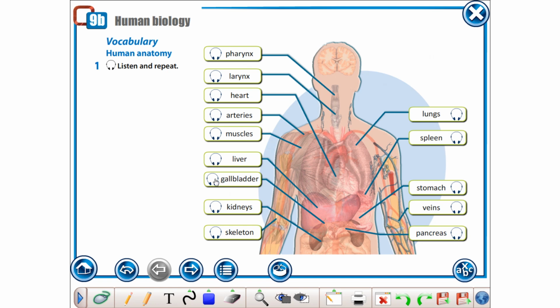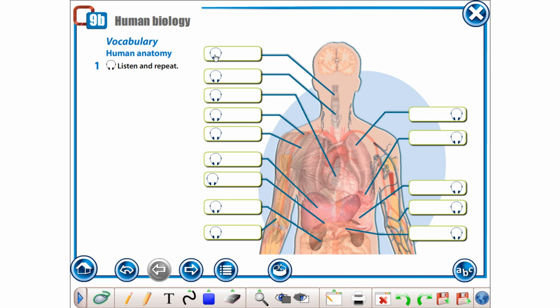gallbladder, желчный пузырь, kidneys, почки, skeleton, скелет, lungs, легкие, spleen, селезенка, stomach, желудок, veins, вены, pancreas, поджелудочная железа. Окей, постарайтесь, пожалуйста, выучить эти слова, правильное произношение и перевод.